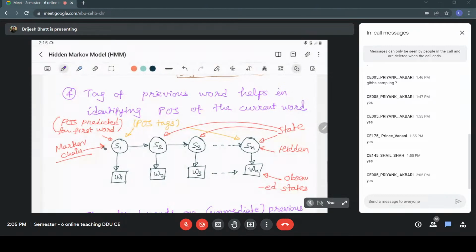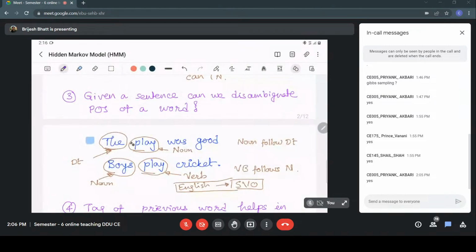So now the model that we are preparing is something like this. This circle and square or rectangle, both are random variables. I have just tried to distinguish between the hidden and observed. The rectangle is the observed word. These random variables are actually states now. So you can have word 1 and state 1. Why am I calling this a state? Because if you go back to this example, the play was good, then when I am disambiguating play, I am in a state where the previous word was the and the previous part of speech was DT, or determiner. In the second sentence, I am in a state where the previous part of speech was noun.